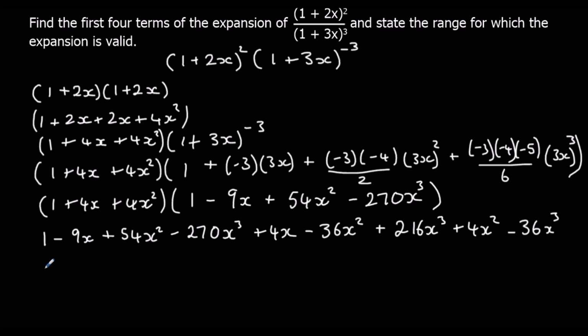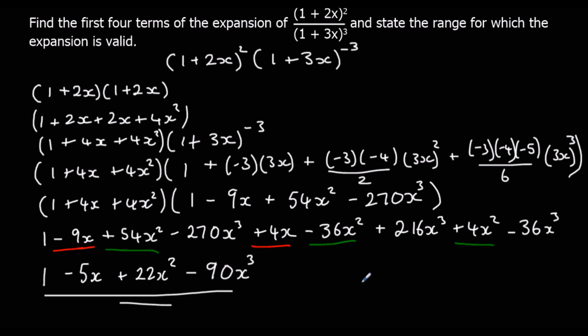So there's only one number by itself. Then we've got negative 9x and 4x. So that's minus 5x. For x squared, we've got 54x squared minus 36x squared plus 4x squared. So 58 take away 36, so 22x squared. And the other three terms are x cubed. 216 take away 36 is 180. So 180 take away 270, that will be minus 90. So minus 90x cubed. And there is our expansion.